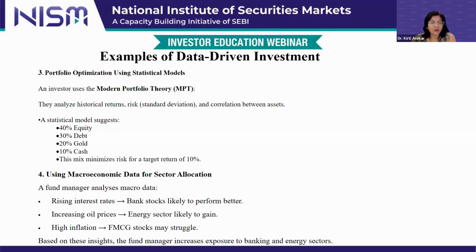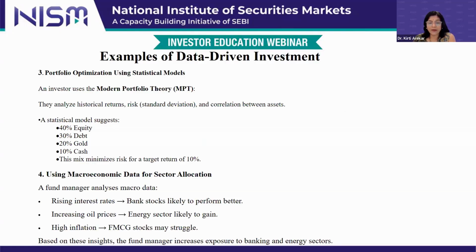Now there is one more most important application: portfolio optimization by using the statistical tools. Here, the investor uses modern portfolio theory, because modern portfolio theory is based on the historical returns, the standard deviation, that is a risk factor, and the correlation between different assets.